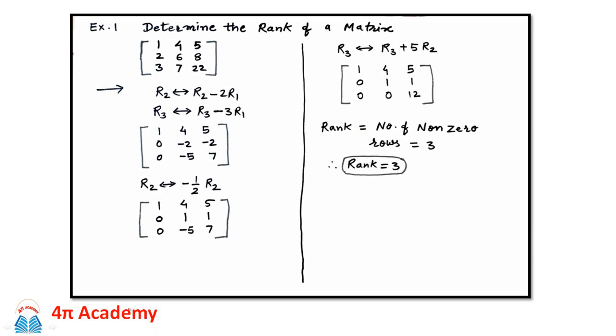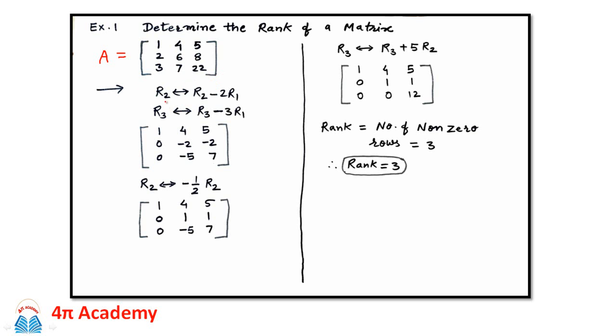Now let us take one example from which you will have a clear understanding of how to find the rank of a matrix. Let us take a matrix A, which is 1 4 5, 2 6 8 and 3 7 22. So these are the elements of the matrix A. Now we need to reduce this matrix to the upper triangular matrix, and for doing that we need to perform some row operations on this matrix.